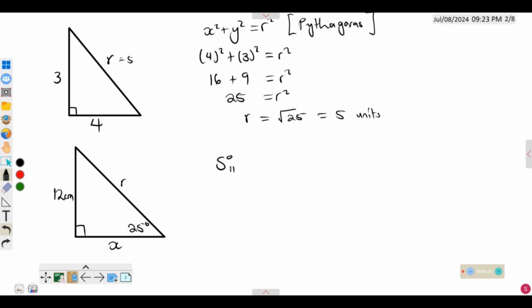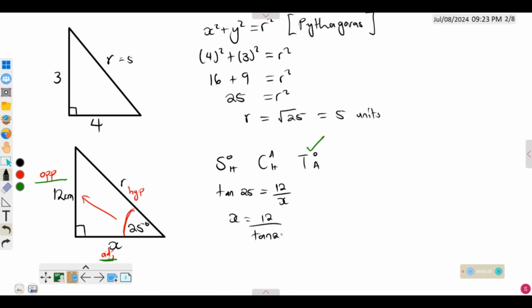If you recall your abbreviation, SOHCAHTOA, you just have to identify that if I'm referring to this angle, then that side over there is my opposite, this side is my adjacent, and the longest side is my hypotenuse. So in order to find x, since I'm given the opposite and I'm trying to find the adjacent, I will use tan, which means tan 25 equals the opposite, 12, divided by x. Finally, x equals 12 divided by tan 25.